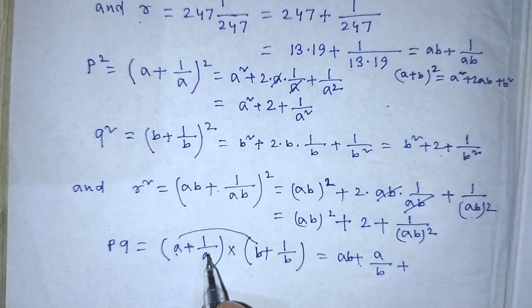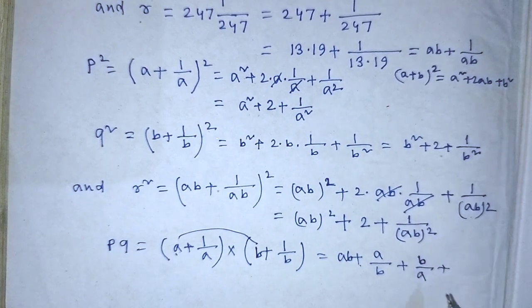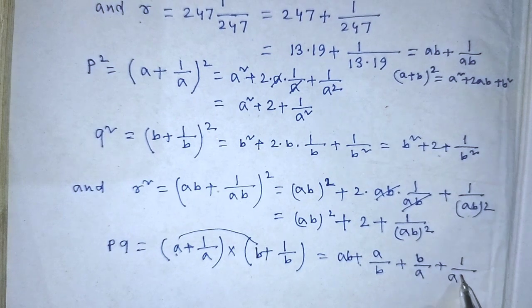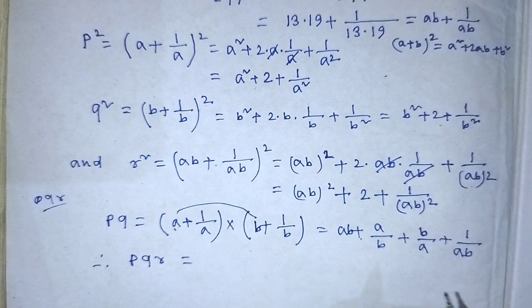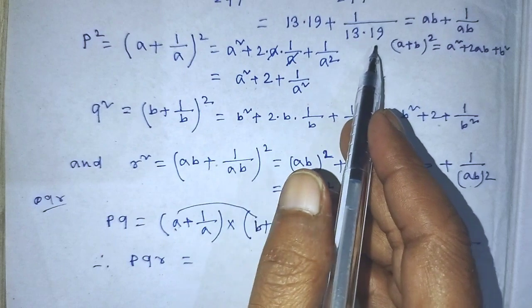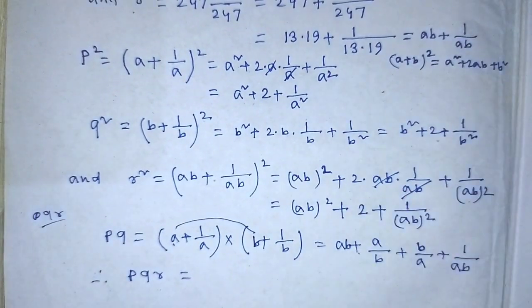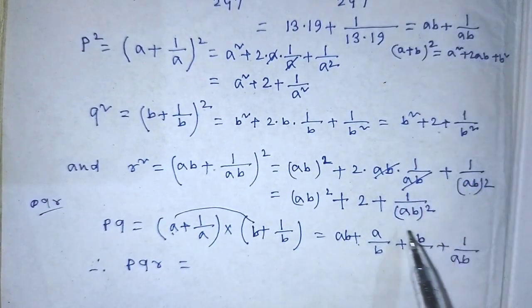Okay, and again we have to multiply 1 over a with b, then you get b by a, plus, and in the fourth term we have to multiply 1 over a with 1 over b, then you get 1 over a into b. Okay, to find the value of pqr, we have to multiply this algebraic expression with the value of r. Okay, the value of r, that is ab plus 1 over ab. So we have to multiply this algebraic expression with this algebraic expression.